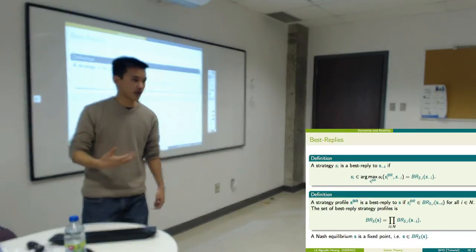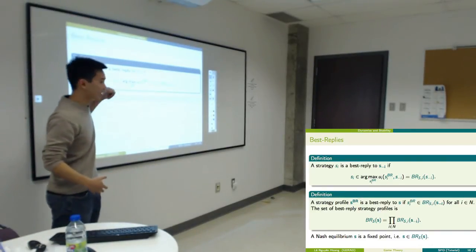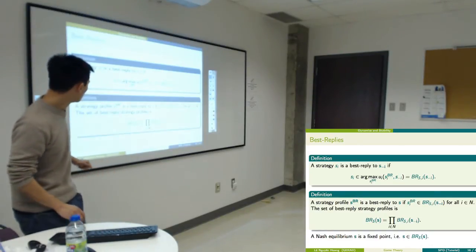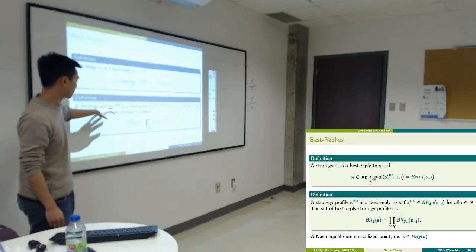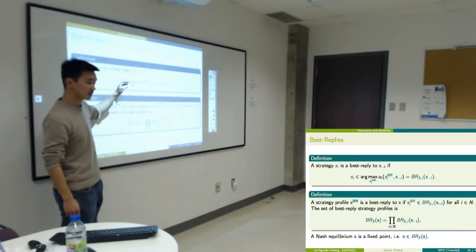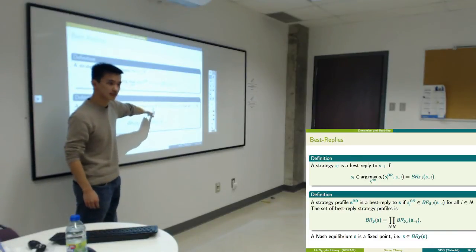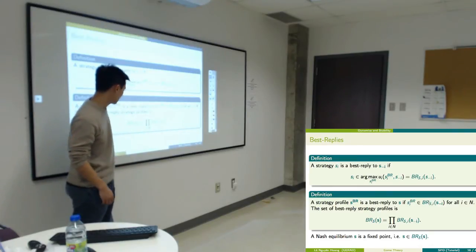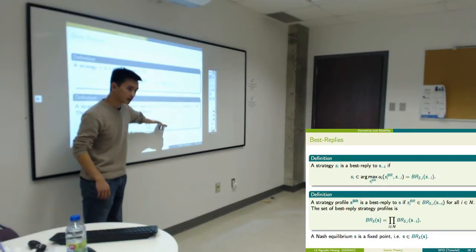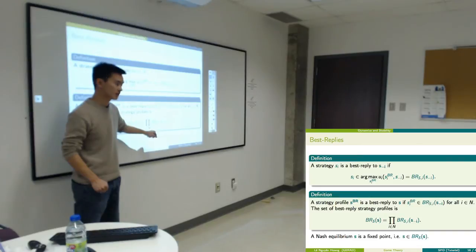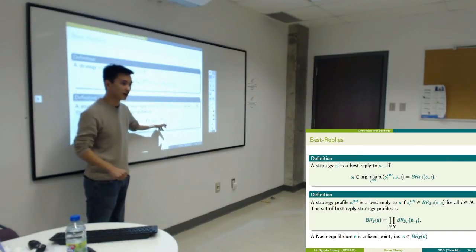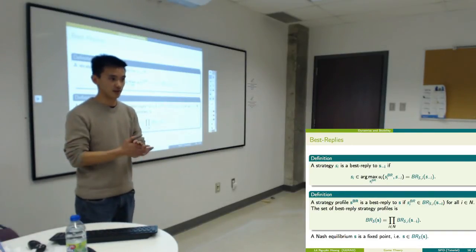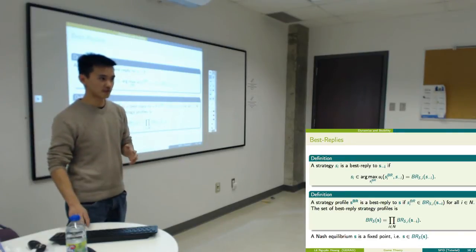This is called the set of best replies of player i to the strategy s minus i of the others. And you can define a best reply strategy profile by saying that if everybody was playing s previously, the best reply to that is each player best replying to s minus i. So for all players i, you take the best reply to s minus i. Each one is the set of best replies for player i, and if you take all of them together, this gives you the best reply strategy profile. Any question?